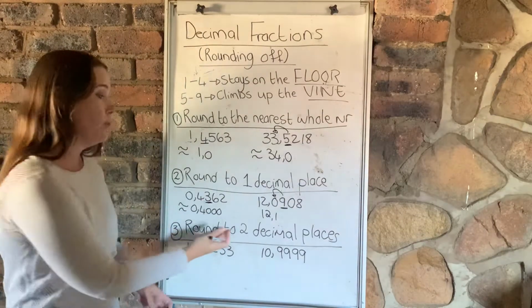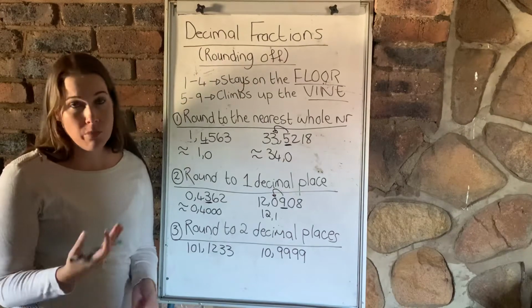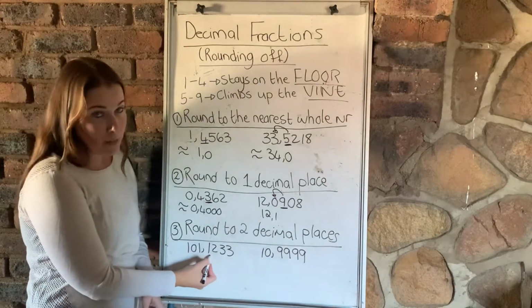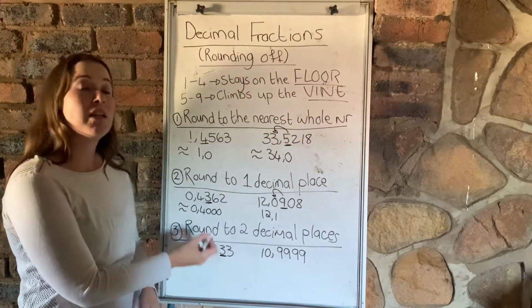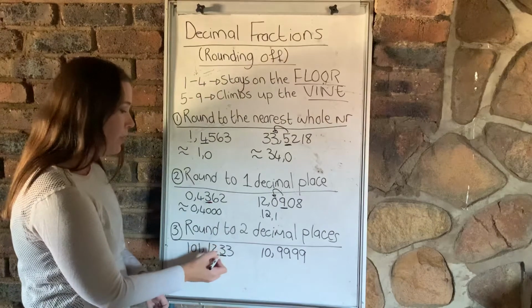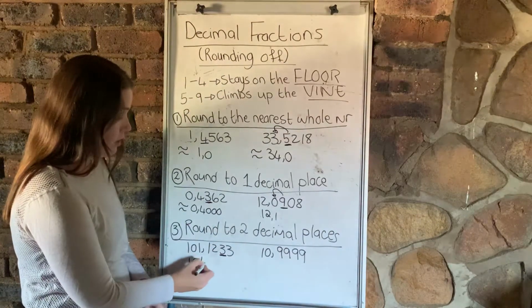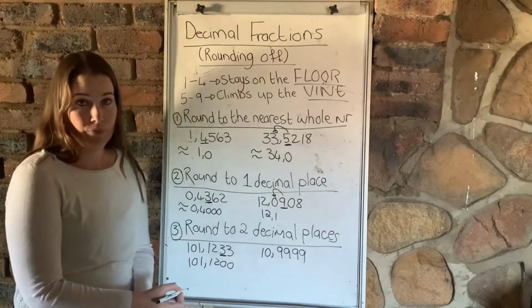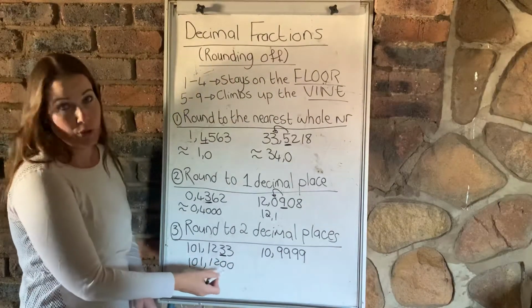Works the same way. If we're rounding off to the second decimal, we are going to look at the third decimal to make our decision. So if that's our second decimal, the second number after the comma, you're going to look at this number. 3 goes down, so these will become zeros. So this will be 101, 1, 2, 0, 0. You don't have to write the zeros, you can stop at 1, 2.